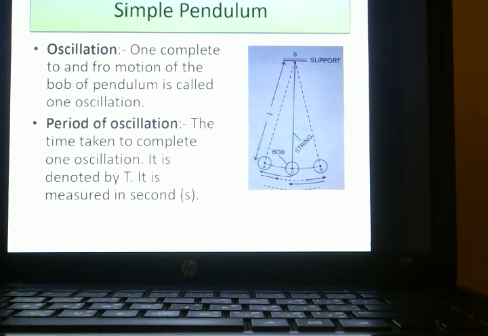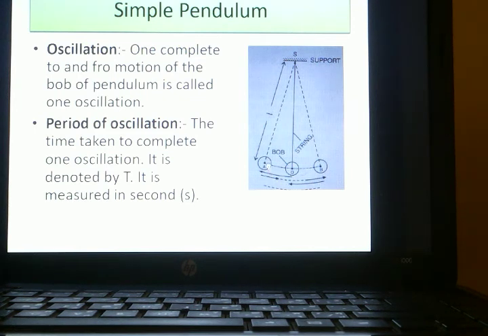Over here some terms are there which we have already studied in 8th standard last year in the chapter on sound, but again these basic terms are quite important. First one is oscillation. Oscillation means what? One complete to and fro motion of a bob of a pendulum.